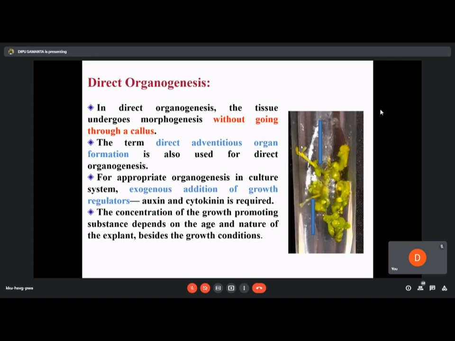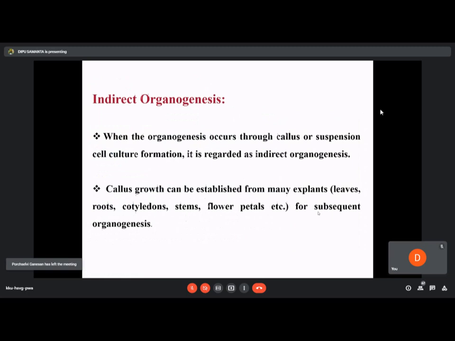This is the photograph where I have used the leaf as the explant. From the leaf, using BAP 1 mg per liter, shoots directly emerged. Okay, this is direct organogenesis. Now, coming to indirect organogenesis.